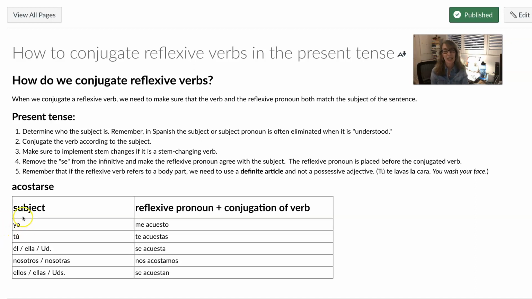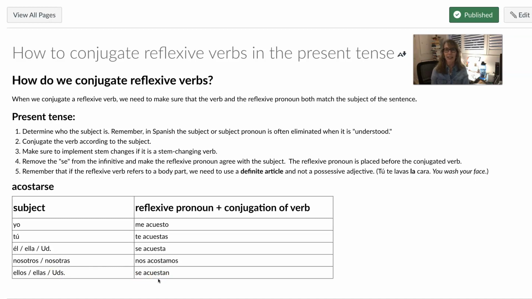Escuchen. Yo me acuesto. Tú te acuestas. Él, ella, usted se acuesta. Nosotros o nosotras nos acostamos. Y ellos, ellas, ustedes se acuestan.